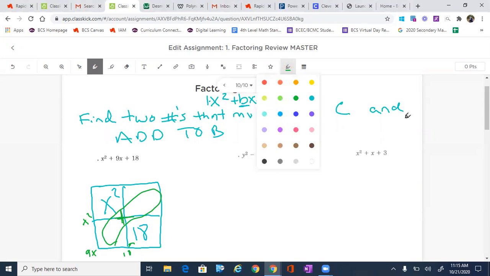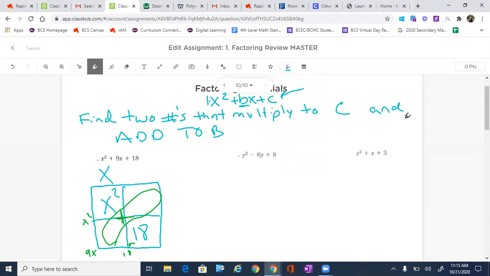I like to start by getting the easy stuff done and saying, well, let's put an x and an x right here, because x times x is x squared. And then what we want to do is say, okay, what numbers multiply to 18? That is 1 and 18, 2 and 9, 3 and 6, 4, that doesn't work. 5 doesn't multiply to 18, 6 times 3, so we've already repeated ourselves. What we also want to do is find out which ones add to 9. You'll notice 3 plus 6 adds to 9.